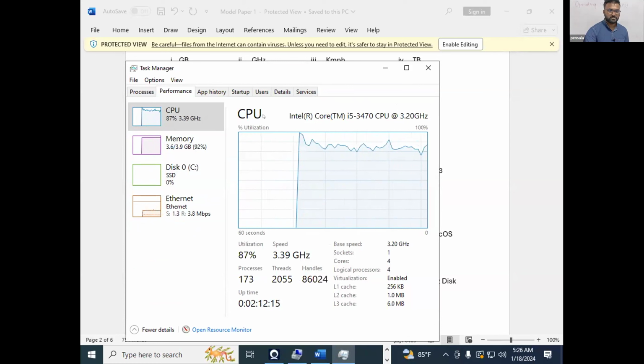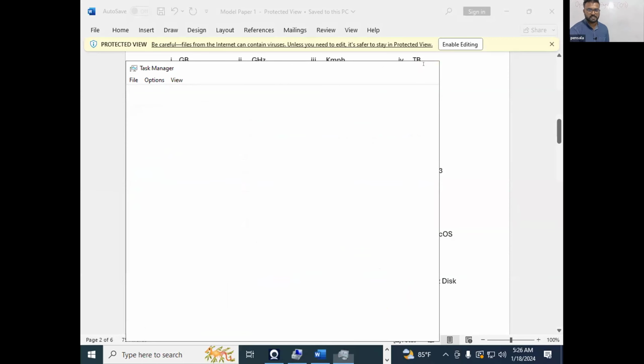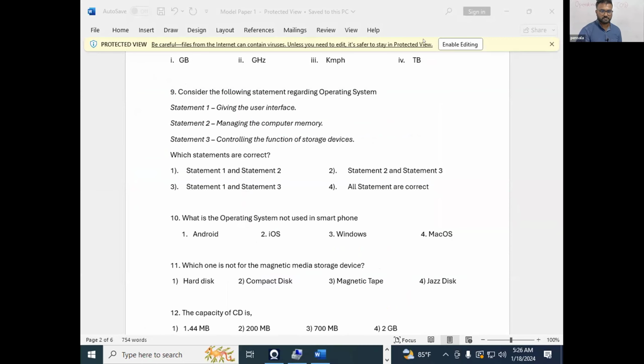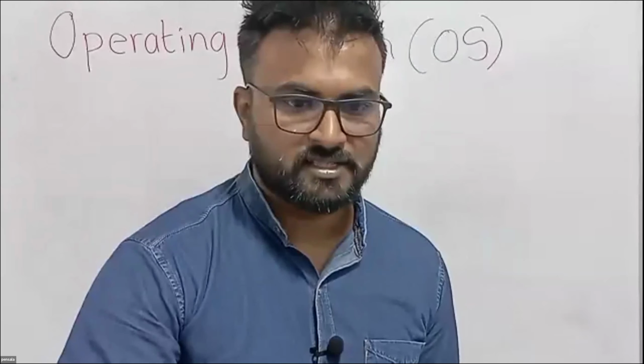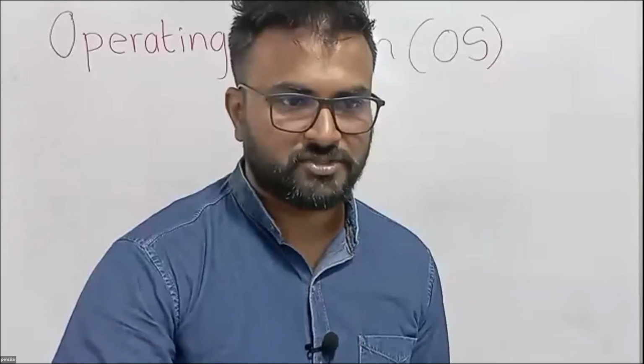So now you should get the idea of the CPU, only what is the model and the speed. So speed means clock rates. So this has a 3.2 gigahertz clock rate, right? So I don't take much time for that and I'll move on to the next one.